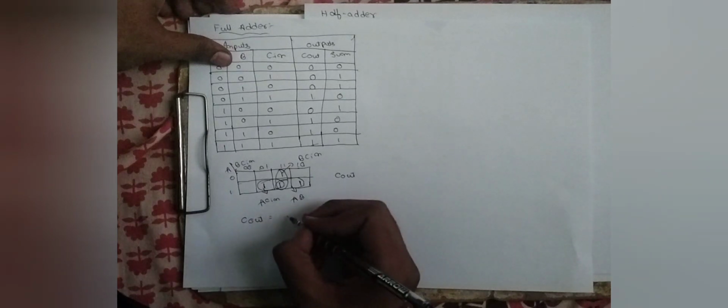So first we will name this group. Here A is not changing, so we will consider A, and B is changing, so we will not consider B, and C in is not changing, so we will consider C in. Next group: here A and B are not changing, so we will consider A B. Next this group, here A is changing, so we will not consider A, and we consider B, C in. So the final carry out expression is A C in plus A B plus B C in.